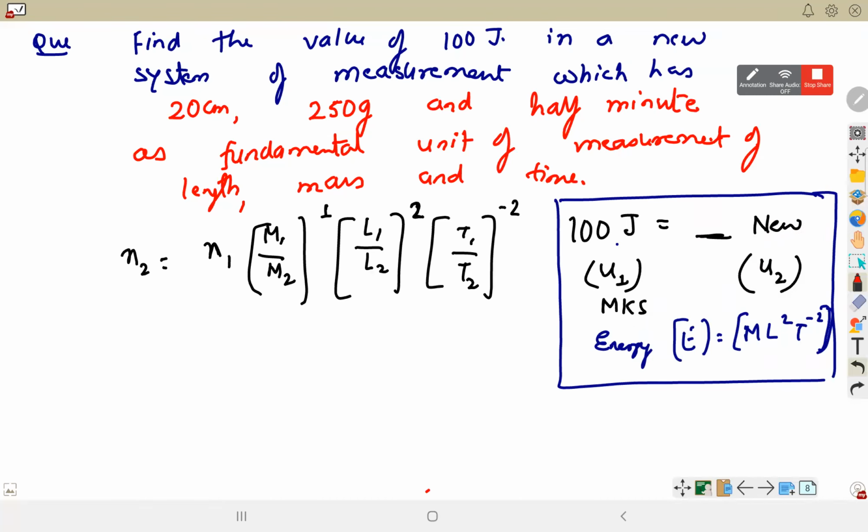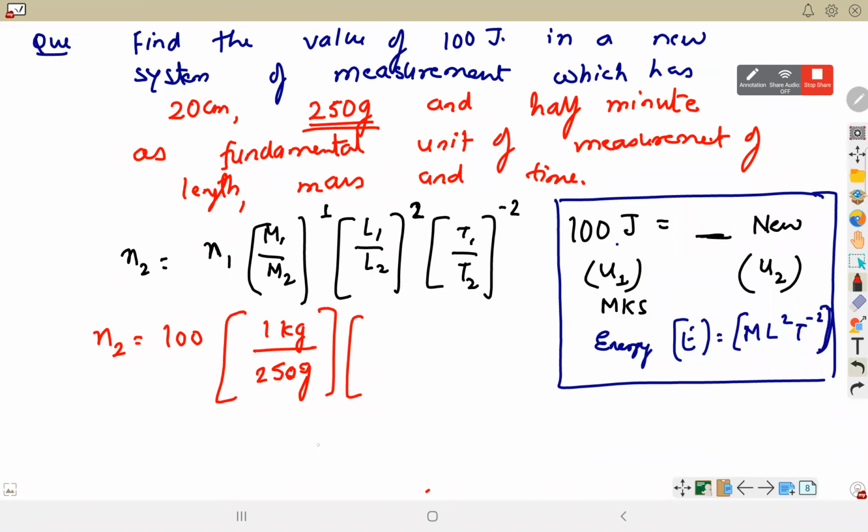Okay, fine. So we have to convert this energy. N1 is 100. M1 is that standard system, which is 1 kg. New system of unit that we have taken, the mass unit is 250 gram, not 1 gram. 250 gram will be considered as 1 unit. Length in the standard system is 1 meter. In this new hypothetical system, it is 20 centimeter. T1 in the standard system is 1 second. In this hypothetical system, half minute means 30 second to the power -2.